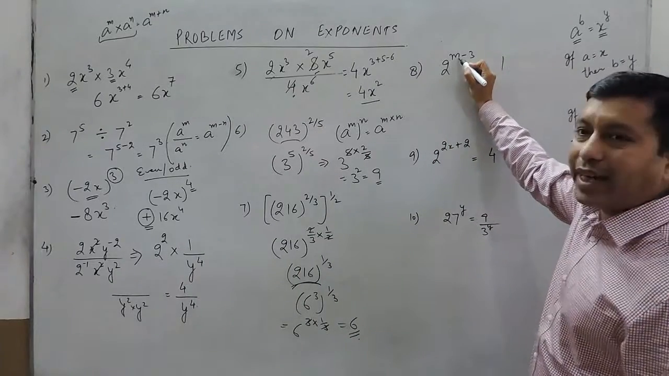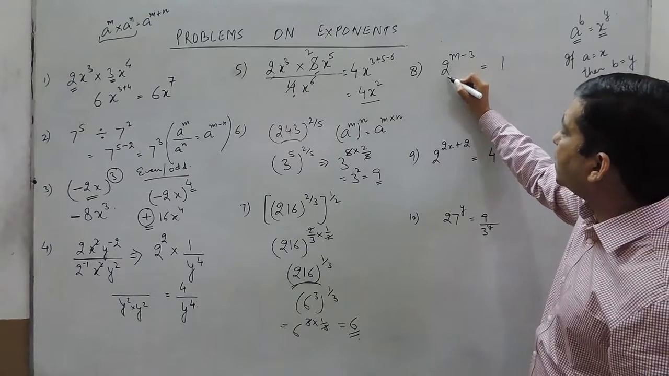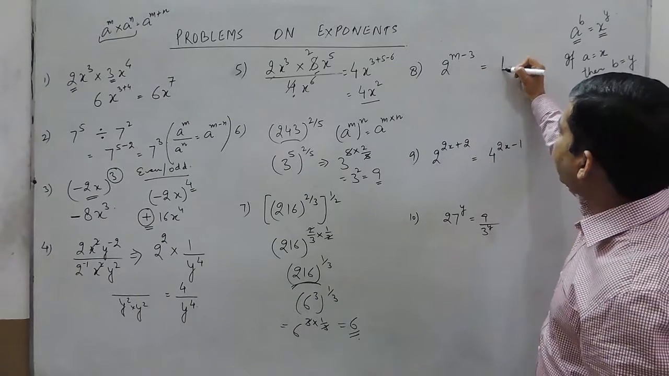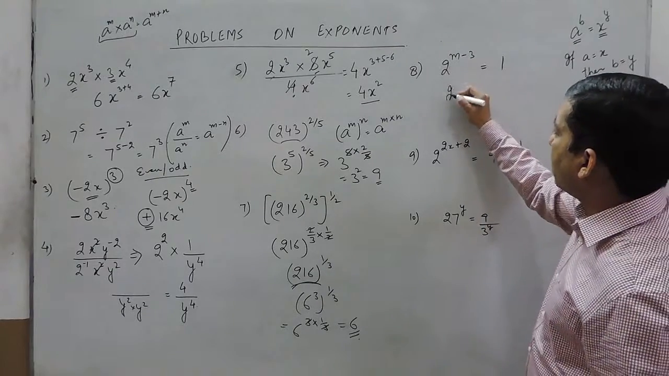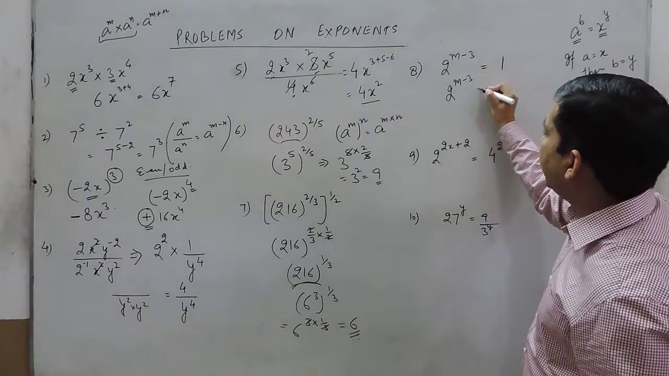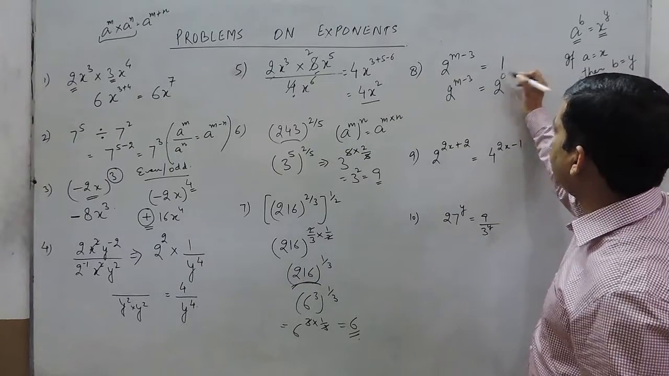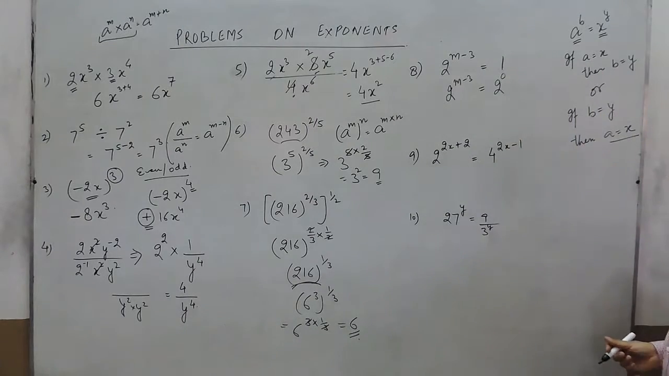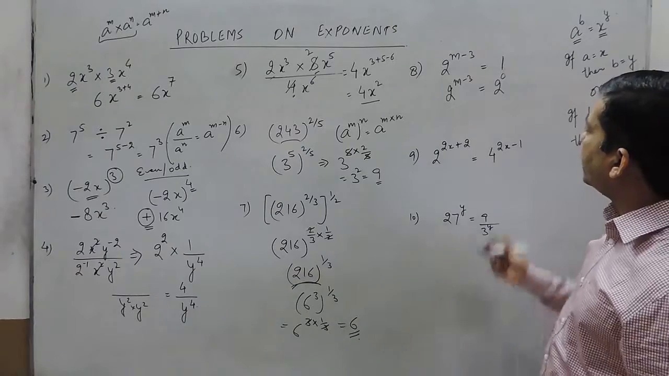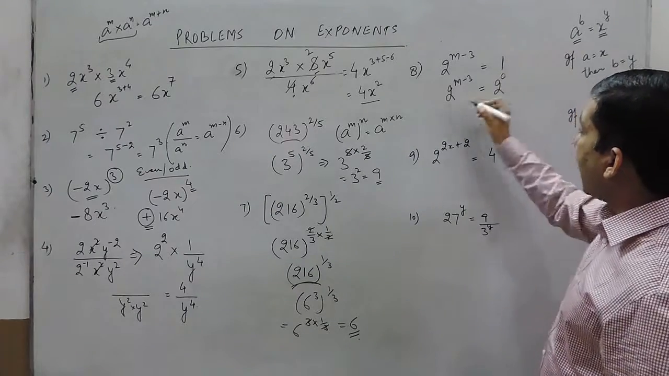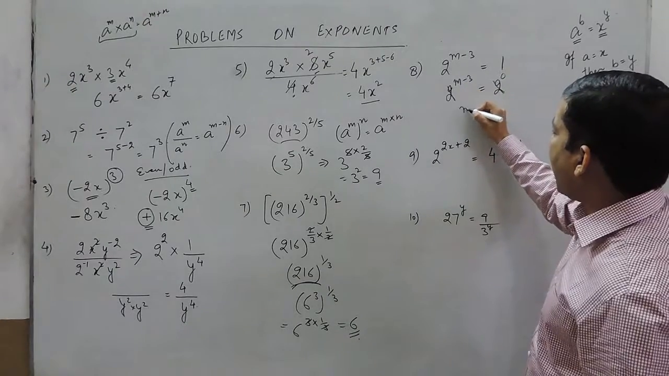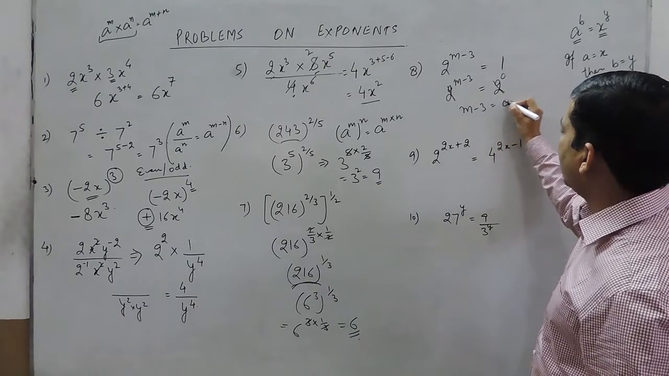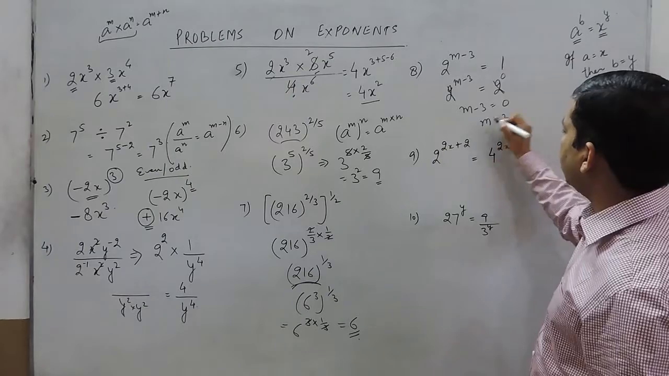Here the exponent is m minus 3 and the base is 2. Here the base is 1. So 1 can be converted to the base 2. How come? Because 2 to the power m minus 3 can be written as 2 to the power 0, as we already know that anything to the power 0 is always equal to 1. Now the bases are the same, so they can be cancelled out by each other, and m minus 3 comes out to be 0 and the value of m becomes 3.